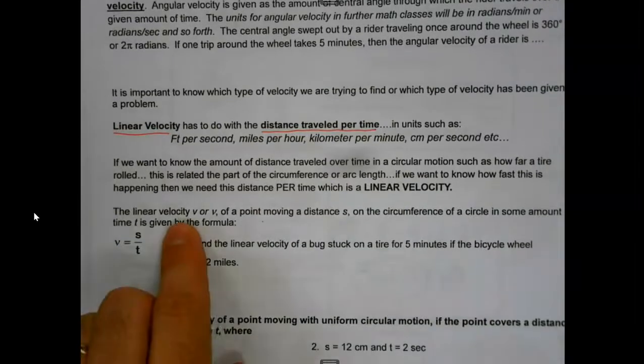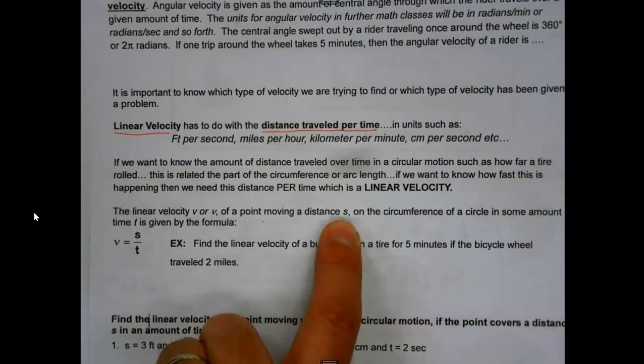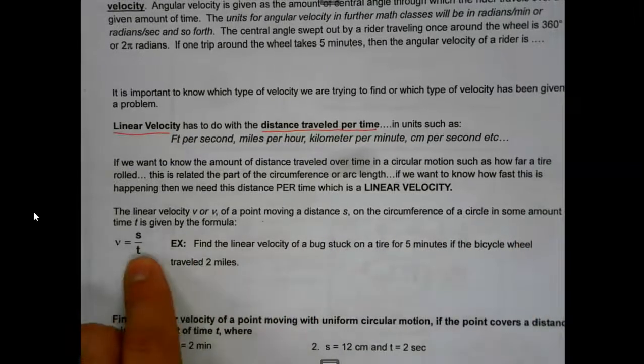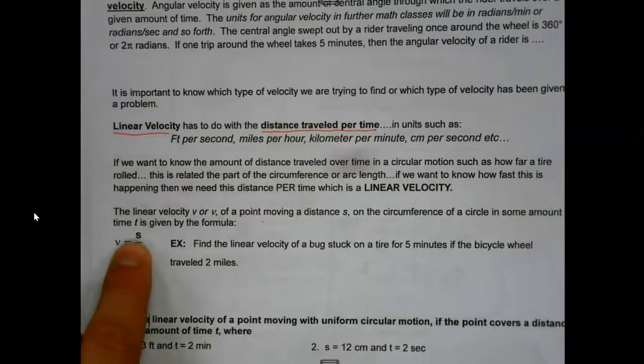So, the linear velocity, v, we're going to want to start learning these symbols too, because half the battle is figuring out, now what is that again? It's the velocity of a point moving a distance, s. You're like, wait, s, haven't we used that already? Isn't that arc length? It's the same idea. If you think about it, that would be a distance as well, on the circumference of a circle in some amount of time, given by this formula. All the formulas we are using today are on your help sheet. More on that in a little bit. So, linear velocity equals distance over time.